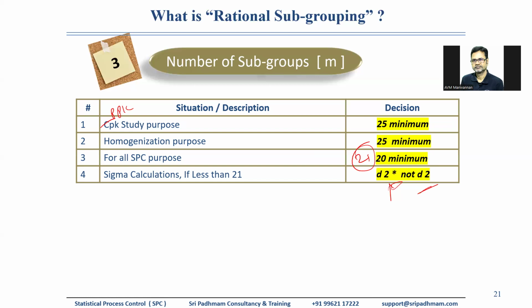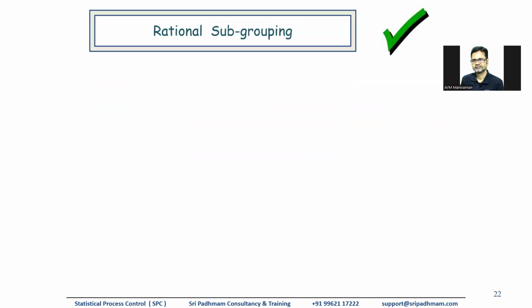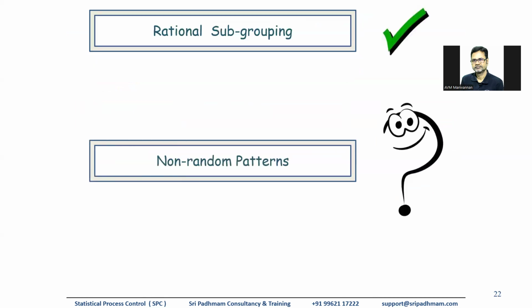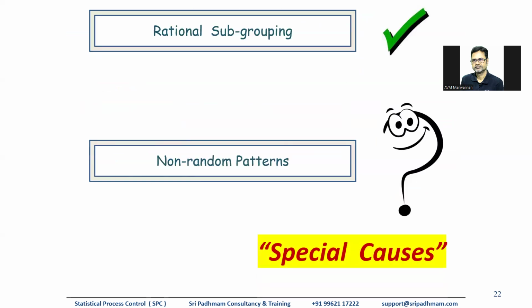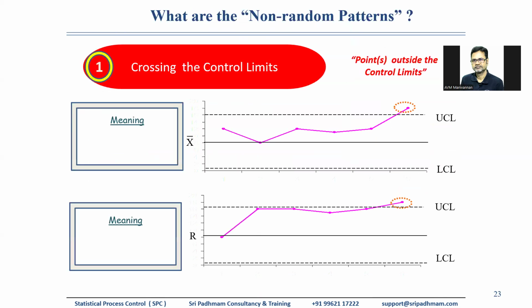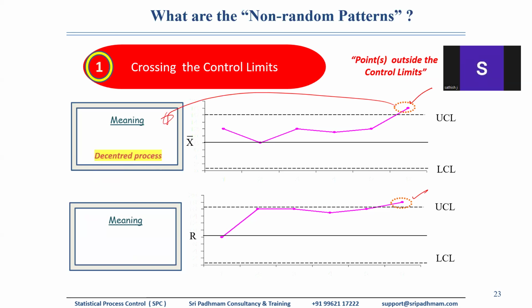This is called rational subgrouping. Now, quickly we'll recall our non-random patterns mean special causes. Raja, please see here, incidentally, x bar is exceeding. If x bar is exceeding, what is the meaning, Raja? Out of the control limit. Decentered. If R is exceeding, what is the meaning?